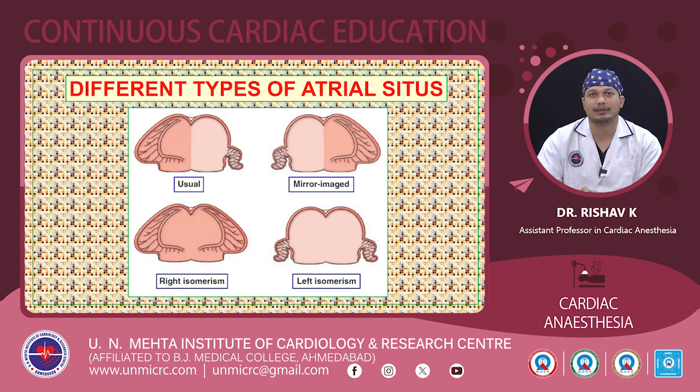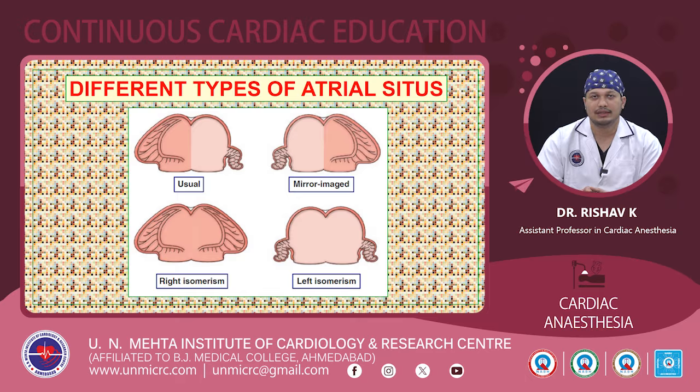Here we can see on the top left the usual orientation, that is the situs solitus, that is the left atrium is located to the left of the right atrium. As we can see in this slide itself, the morphologies of the two atria are markedly different, especially with respect to the atrial appendages. The left atrium has an appendage that is finger-like, which is narrow, and the right atrium has a broad-based appendage, and the right atrium also has trabeculations. So these are the major points by which we can distinguish morphologically between the left and the right atrium.